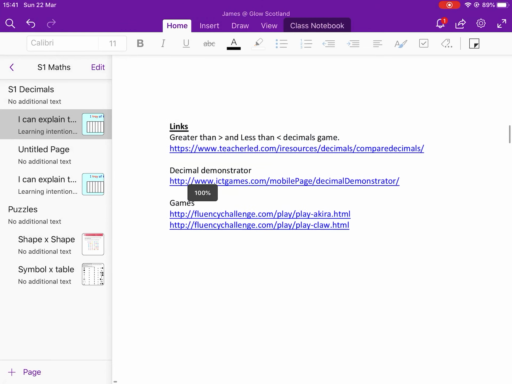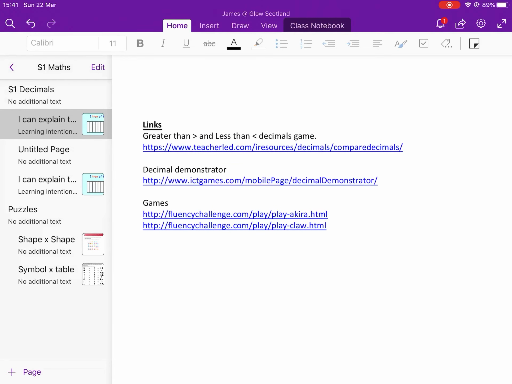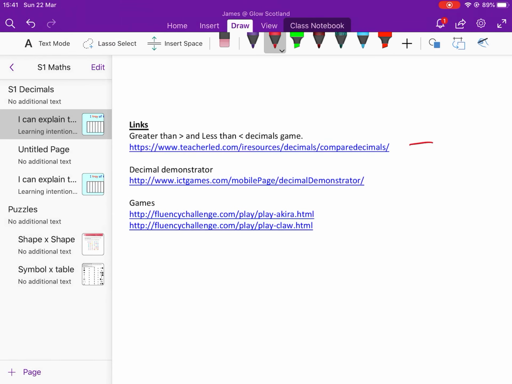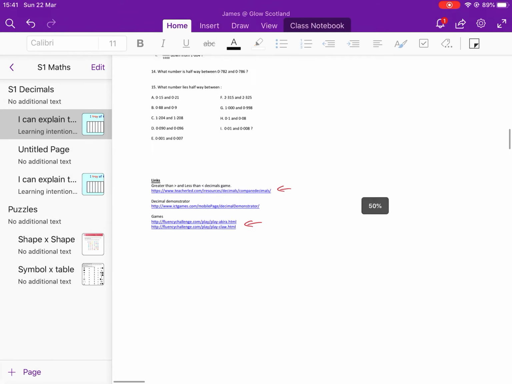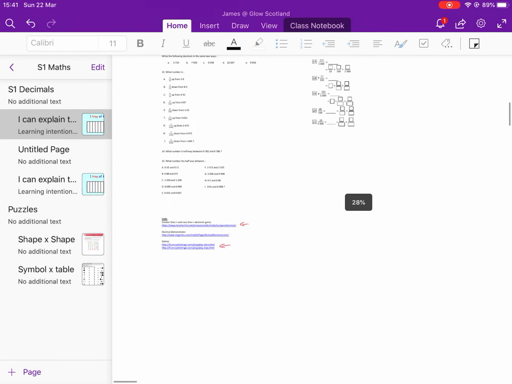A few links down the bottom. So there's a link to the decimal demonstrator, which I've shown you already. A few games here, which you can try once you've had a good go at the other work here. So there's these games here and these games here, which are quite good. Just consolidate your knowledge of decimals, in particular putting them in order, working out which one's higher than the other one. So see how you get on with some of that.